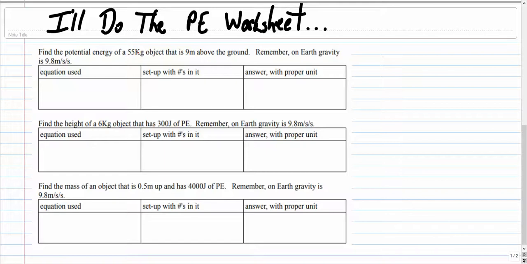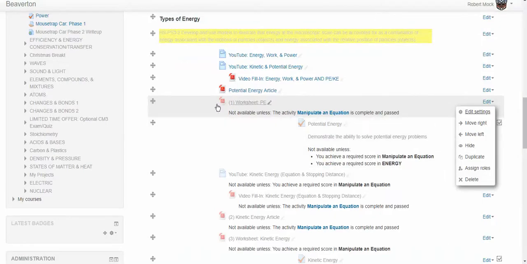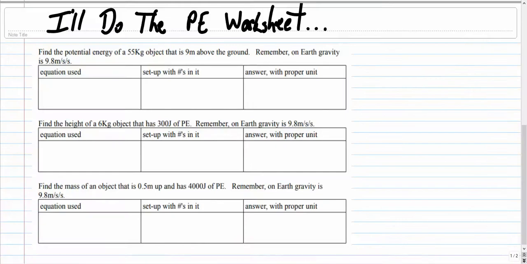I am going to do the 6 problems from the potential energy worksheet, and that is file number 1 in the energy and work folder. So here we go. Let's look at these problems, and let's just read one and see what we got.